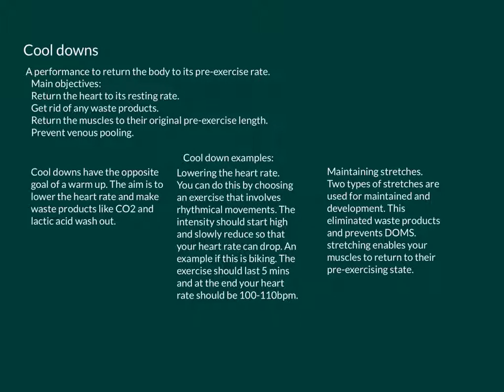Cool down examples. Lowering the heart rate, you can do this by choosing an exercise that involves rhythmical movements. The intensity should start high and slowly reduce so that your heart rate can drop. An example of this is biking. The exercise should last 5 minutes, and at the end your heart rate should be in between 100 and 110 BPM.